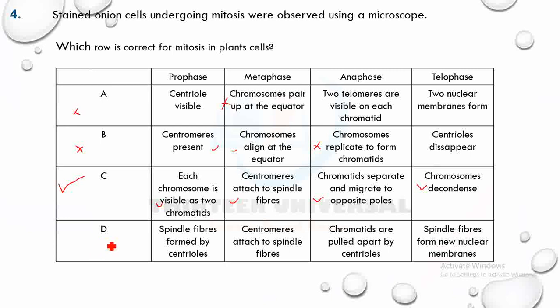Now look at D. Spindle fibers formed by centriole. Yes, that's correct. Centromeres attach spindle fiber. Yes. Chromatids are pulled apart by centriole. Okay. Yes. Anyway, the microtubules formed by centriole. Spindle fibers form nuclear membranes. Spindle fibers do not form nuclear membrane. Okay, so that disqualifies D. Alright, so the answer is C.